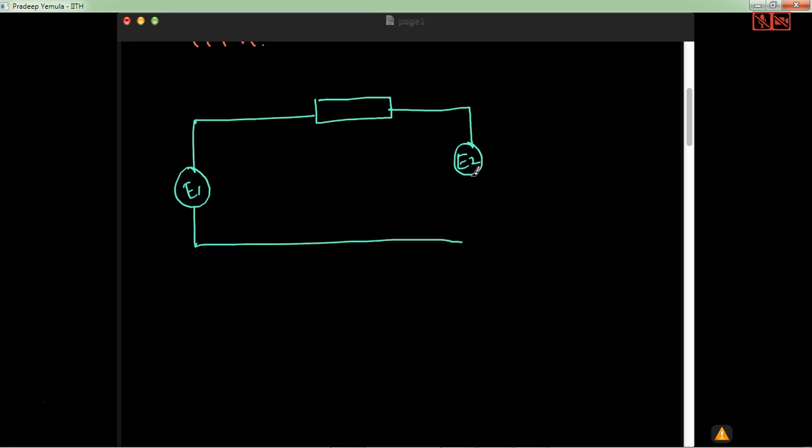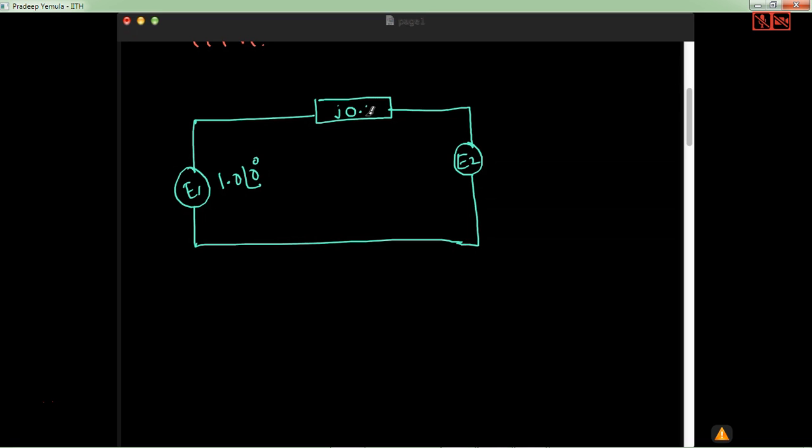So you can assume E1 is 1 and the angle is 0 degrees. For all our analysis today, we will fix this at 1 per unit and angle 0 degrees, or 1 volt at 0 degrees. And the impedance of this line is, let's say, j0.1. This was also the same value we used in the last class.